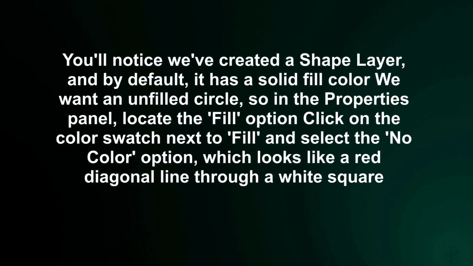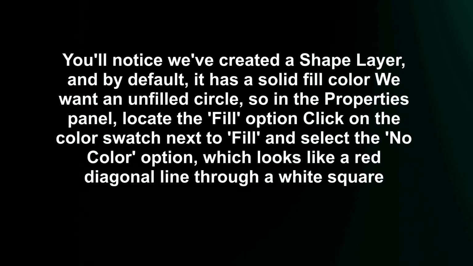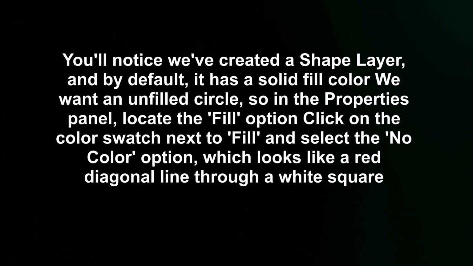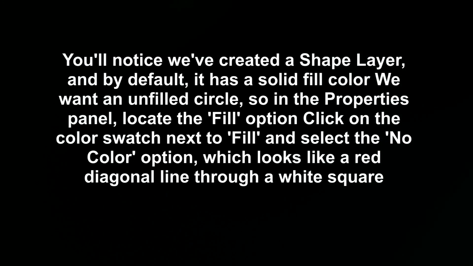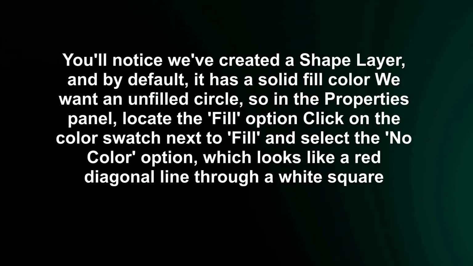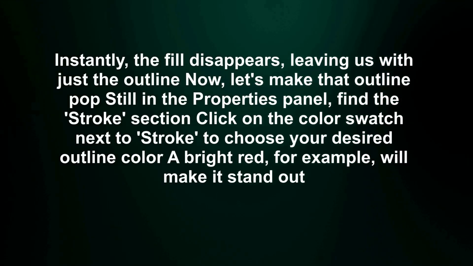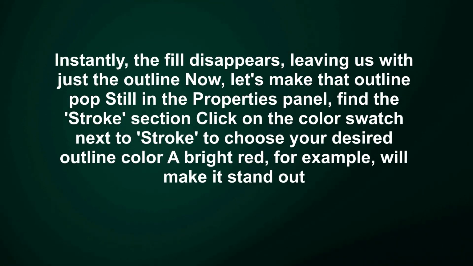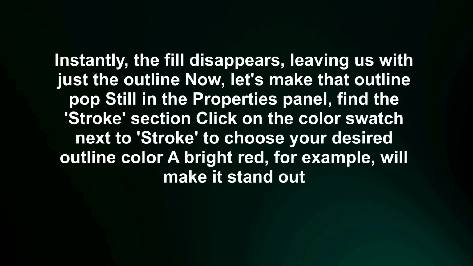We want an unfilled circle, so in the Properties panel, locate the Fill option, click on the color swatch next to Fill and select the No Color option, which looks like a red diagonal line through a white square. Instantly, the fill disappears, leaving us with just the outline now. Let's make that outline pop.